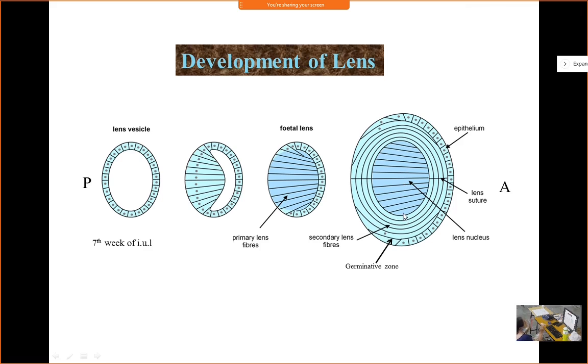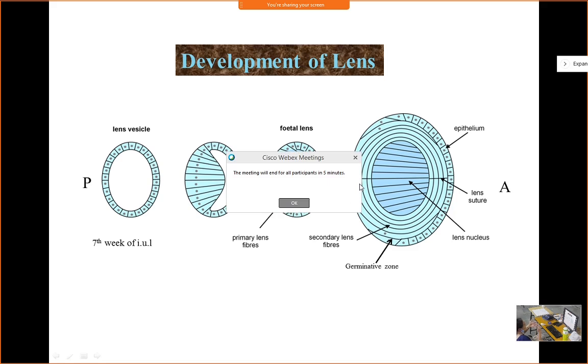But later on, when the lens grows in size, they cannot encircle the nucleus of the lens, and they go only up to the poles, that is up to the anterior pole and the posterior pole, where they interdigitate with the opposite sided fibers. So here that will form the lens suture. Opposite the anterior pole and the posterior pole, you will get the lens suture, because here the secondary fibers interdigitate with each other.